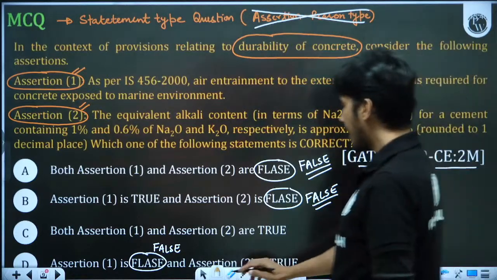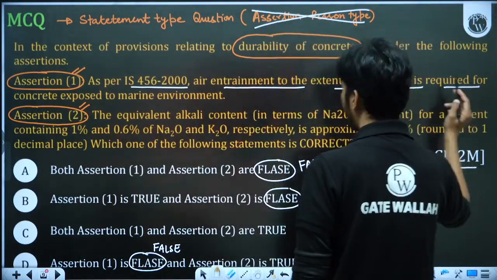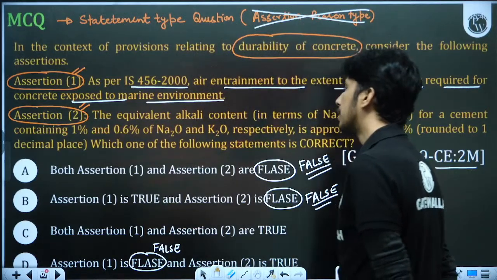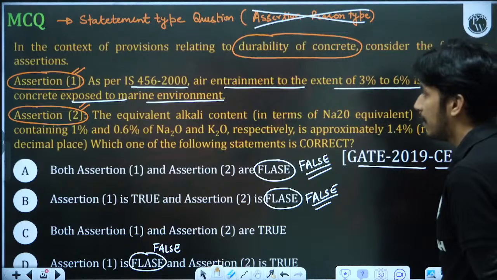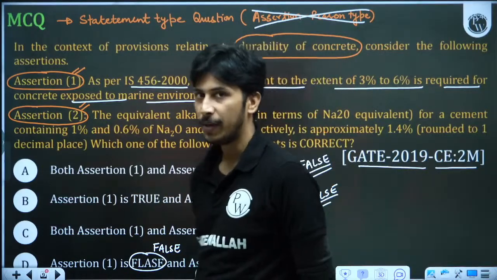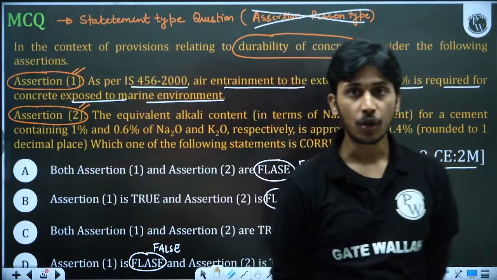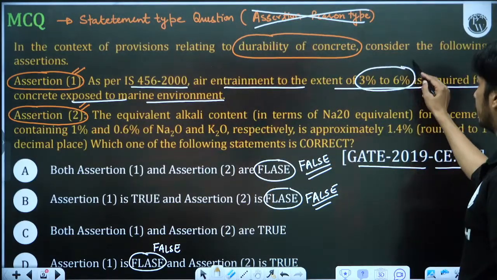Now what is written: as per IS 456, air entrainment to the extent of 3 to 6% is required for concrete exposed to marine environment. For the marine environment, 3 to 6% is not the requirement. It is somewhat lesser, because in a marine environment, if air entrainment is more, there will be more corrosion. So this is not correct. Wrong.